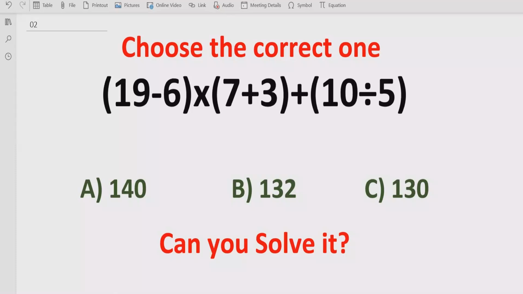Today we will solve another quiz which is related to arithmetic expressions, and the quiz contains the basic operations plus, multiplication and division. So we have to solve this quiz using the PEMDAS and BODMAS method and find out the correct result. In the answer list we have three answers: 140, 132 and 30. Let's see after solving it which answer is correct.